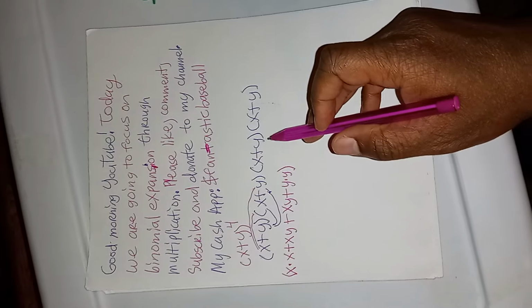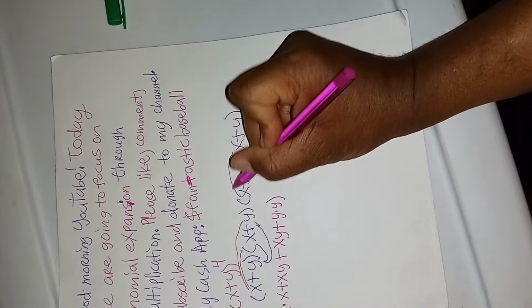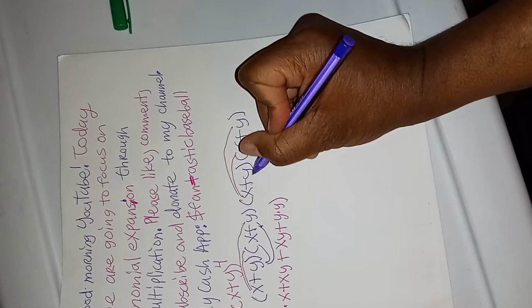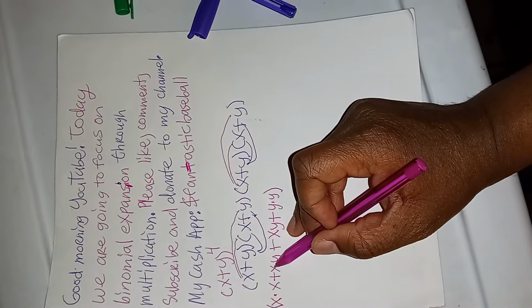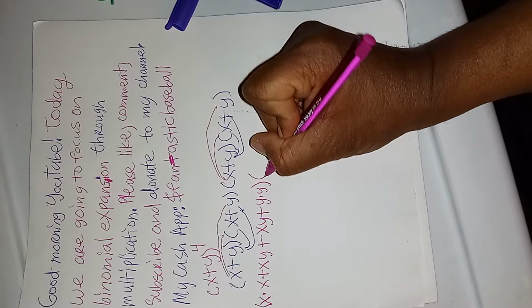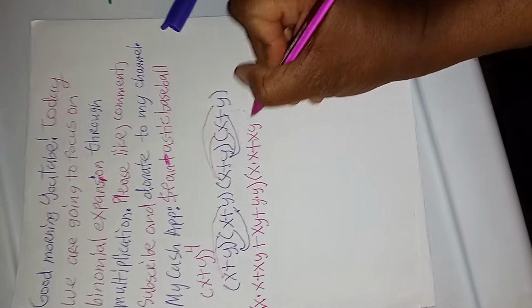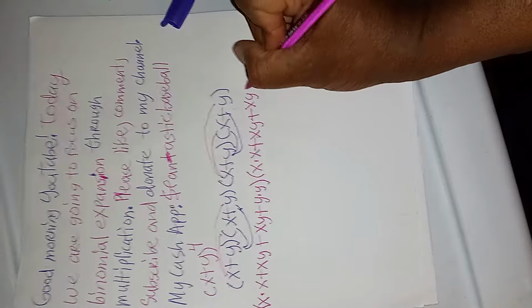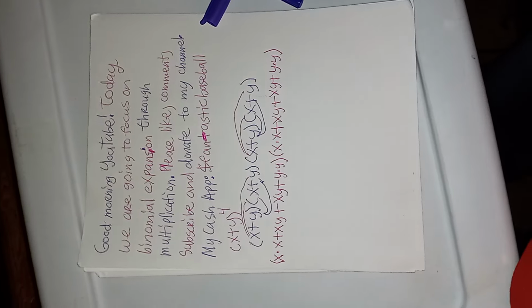And then we have the same set of binomial factors that are going to be multiplied. So once again, outer, inner. And then it's going to be a repeat of what we had when we multiplied the first two binomials. So, x times x plus xy plus xy plus y times y. Okay, let's have this marinate here for a little bit.